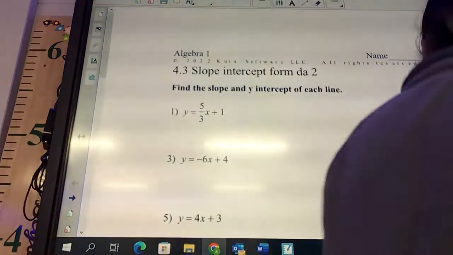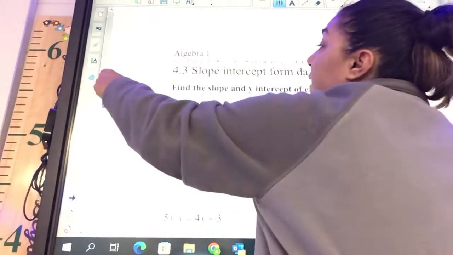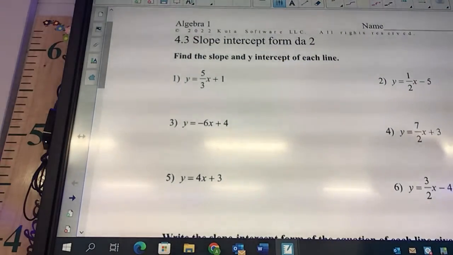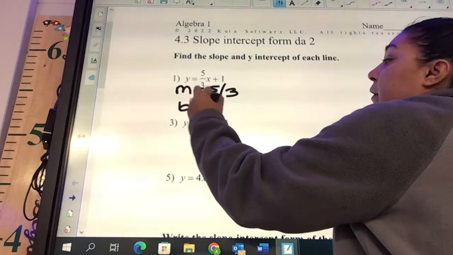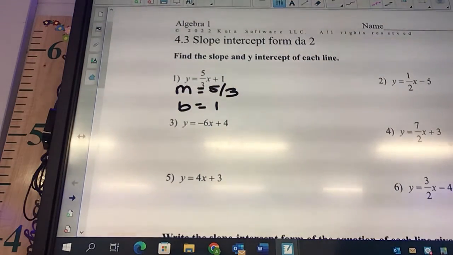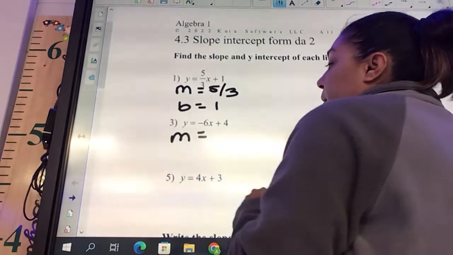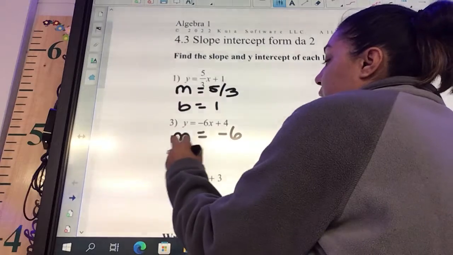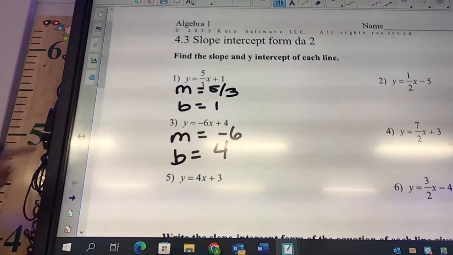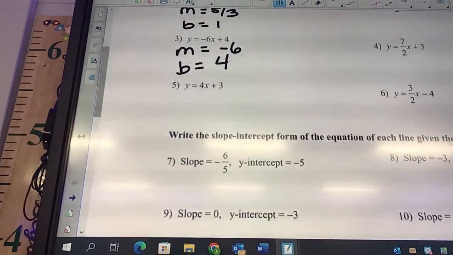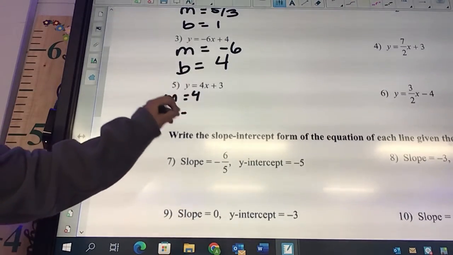I mean, the whole page is pretty much like you did yesterday, but okay, they want you to find the slope and the y-intercept. What is the slope? 5/3. What is the y-intercept? 1. Okay, 3. What is the slope? -6. What is the y-intercept? 4. Okay, 5. What is the slope? 4. The y-intercept? 3.